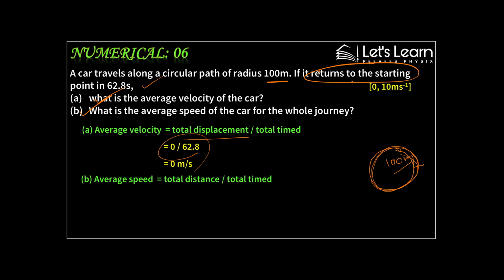Now, how do we find the average speed? Total distance divided by total time. Total distance is circumference of the circular path, which is 2 pi r. So 2 pi r is 2 pi times 100 divided by time, 62.8.